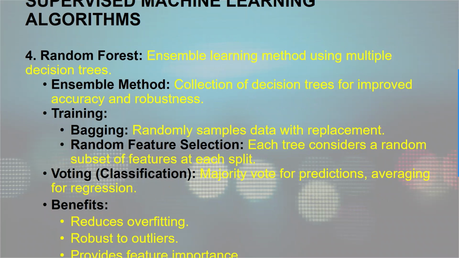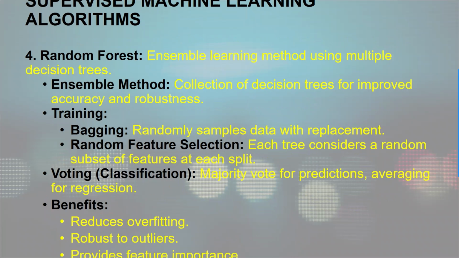This is a collection of decision trees for improved accuracy and robustness. For training, we have bagging, which is random sampling of data with replacement. Then we have random feature selection, where each tree considers a random subset of the features at each split. Then we have voting, which is majority vote of the predictions for classification, and averaging for regression.